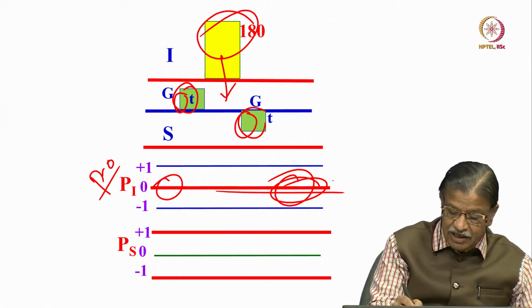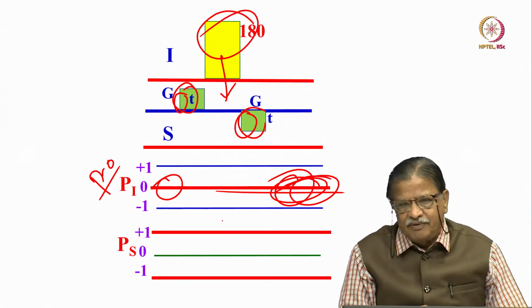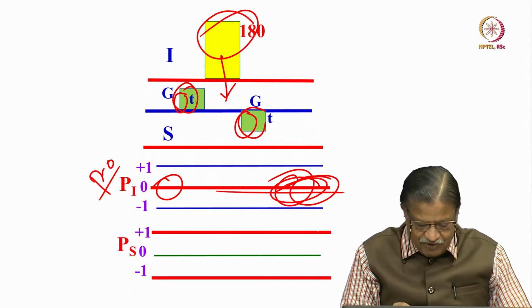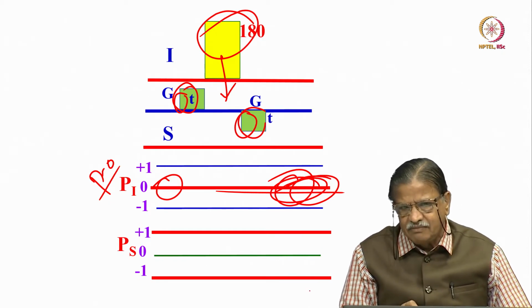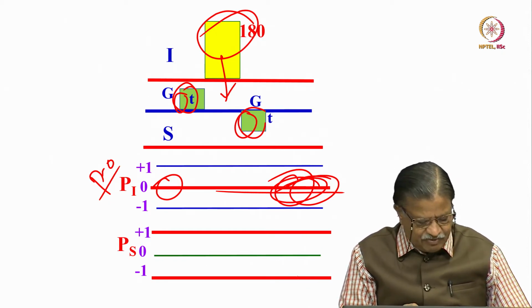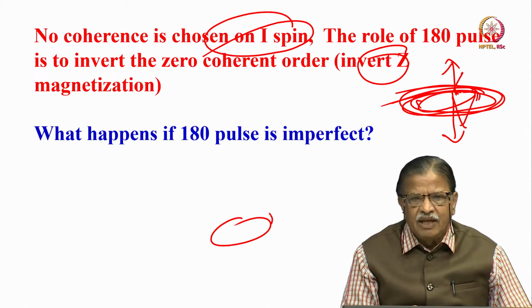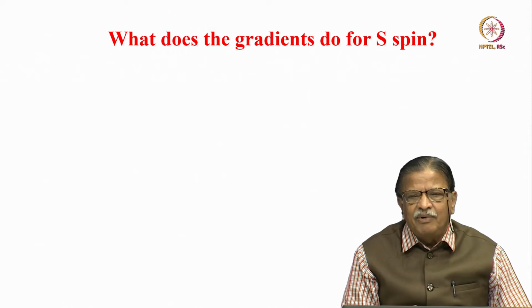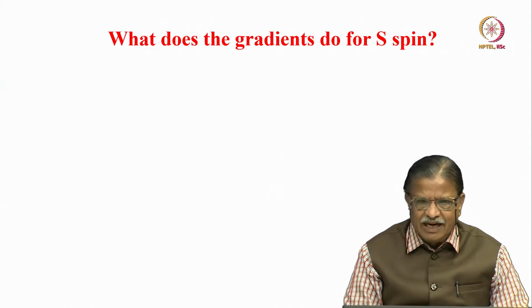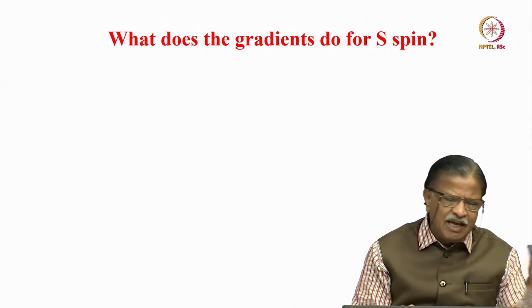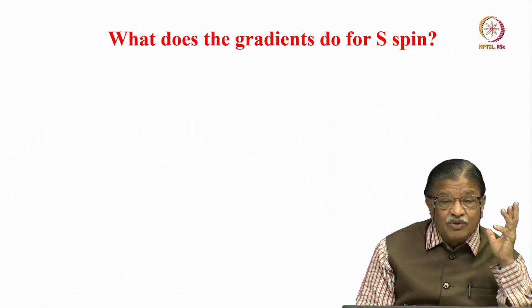We have chosen P is equal to 0 for I spin, but some different orders are also present here. There are P is equal to plus 1, minus 1, different orders present here for S spin. Now the question is, what will happen to S spin? The gradient G1 and the gradient before and after, what is it doing for S spin?